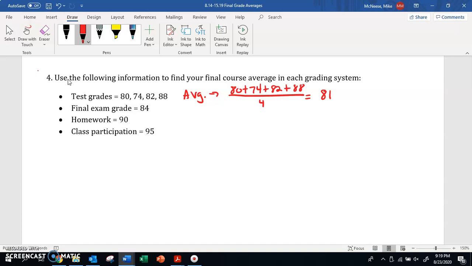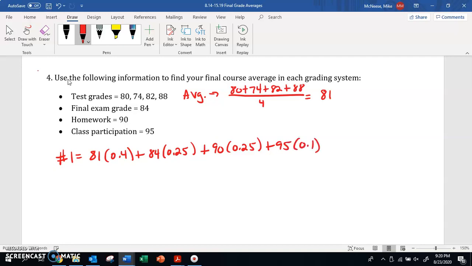Now we've got the same info as we always have, so we can start working on system number 1, which would be 81, because that's our test average, times 0.4, plus 84 times 0.25, plus 90 times 0.25, plus 95 times 0.1. And these come out to be 85.4.